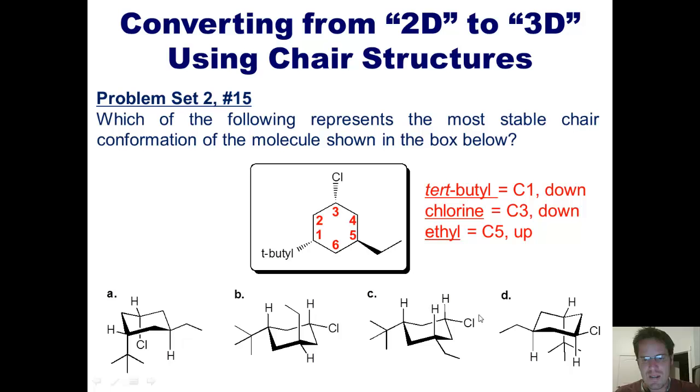Let's look at option C. I've got my tert-butyl going down, my chlorine going down, and my ethyl going down. All three of them are going down. Does that match? No, it doesn't. Hence, C is not a correct chair drawing of this particular structure at all.